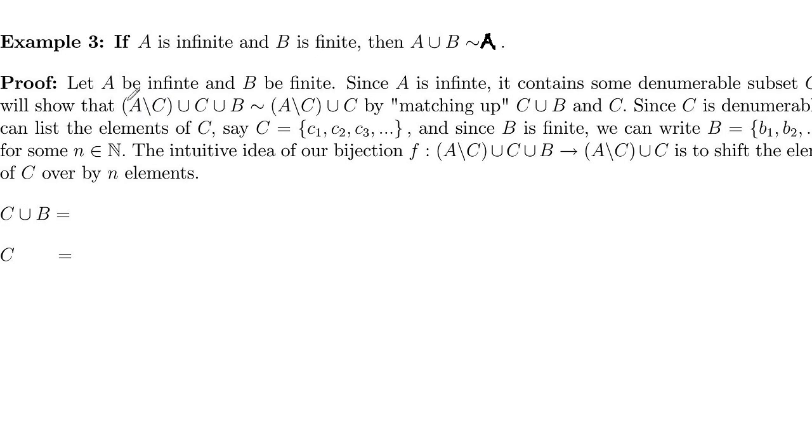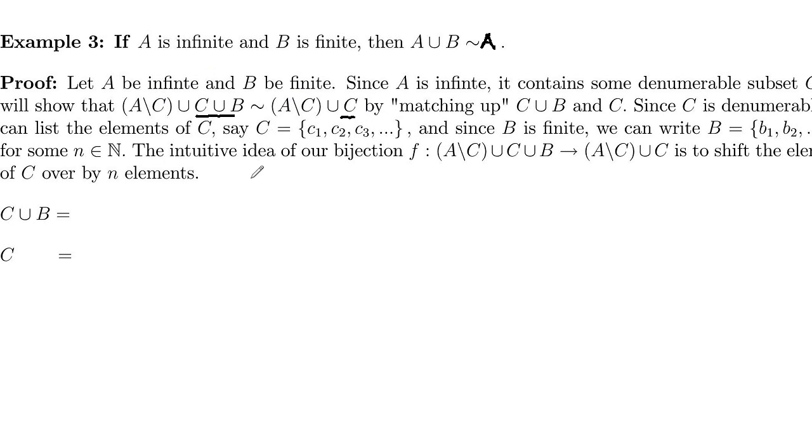But what we're going to do is look at the set A minus C. This is the whole infinite set, and we've taken out this denumerable subset. So take A minus C union B, and we're going to show that's equinumerous with A minus C union C. What we've got to do is match up these parts. The denumerable plus finite is the same size as the denumerable set, and then these parts match up with the identity function. If you can match things up in one-to-one correspondence, then they're the same size.